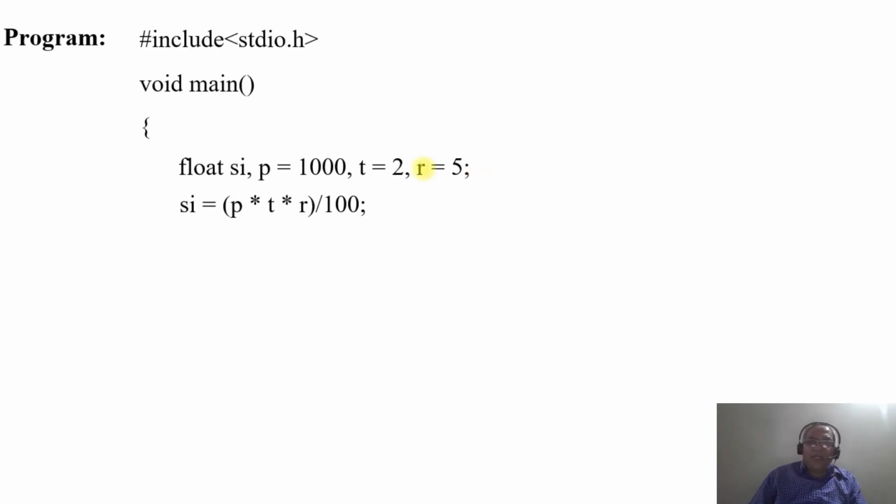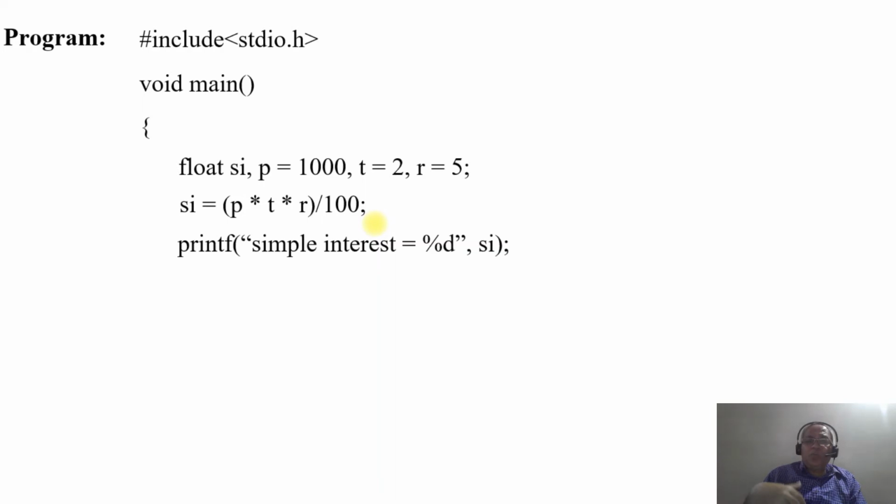Then I need to calculate the value of simple interest. So what it does, it just substitutes the value of P as 1000 here, the value of T as 2 here, and the value of R as 5 divided by 100, because the rate of interest is 5%. So PTR by 100. On calculation, you are going to get the simple interest.